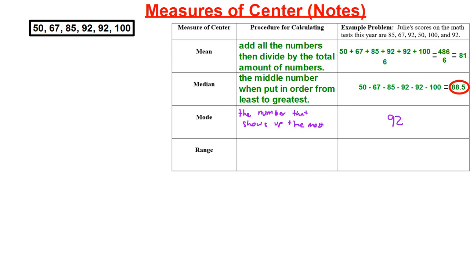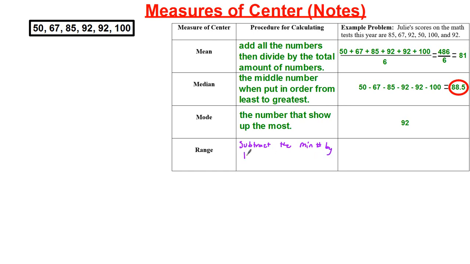Lastly, we have our range. The range is when you take the biggest number and you subtract the smallest number from it. That's why it was important to put your numbers from least to greatest first, so you could quickly identify that. So for the range, subtract the minimum number from the maximum number. All that's going to be is 100 minus 50, which gives us 50. So in this case, our range is going to be equal to 50.